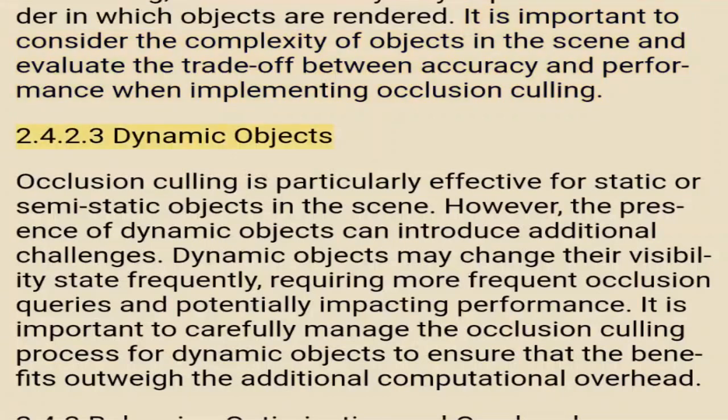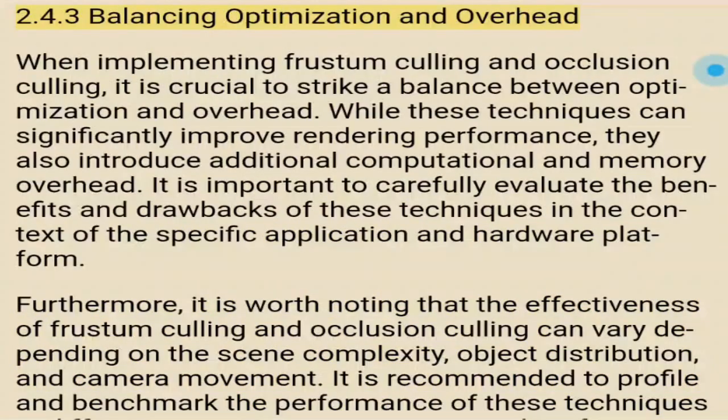2.4.2.3 Dynamic objects. Occlusion culling is particularly effective for static or semi-static objects in the scene. However, the presence of dynamic objects can introduce additional challenges. Dynamic objects may change their visibility state frequently, requiring more frequent occlusion queries and potentially impacting performance. It is important to carefully manage the occlusion culling process for dynamic objects to ensure that the benefits outweigh the additional computational overhead.